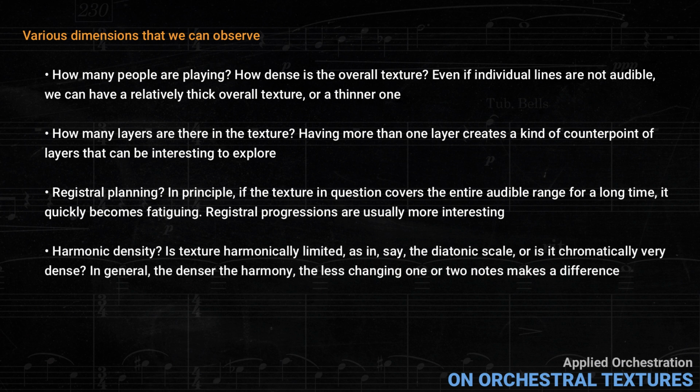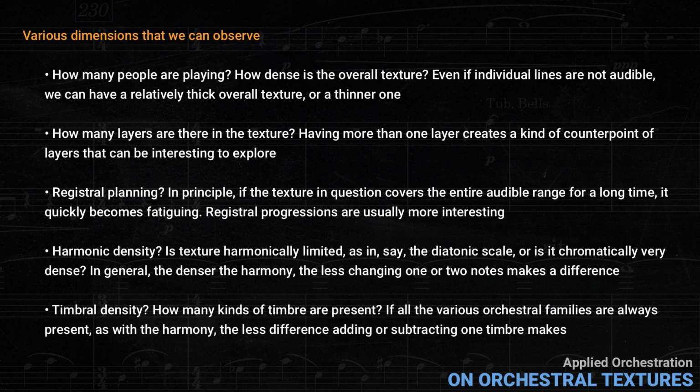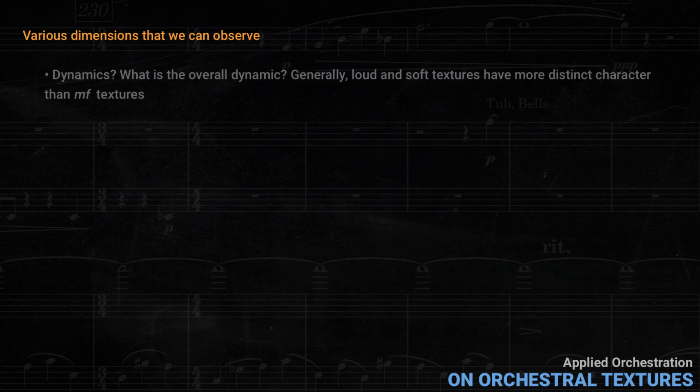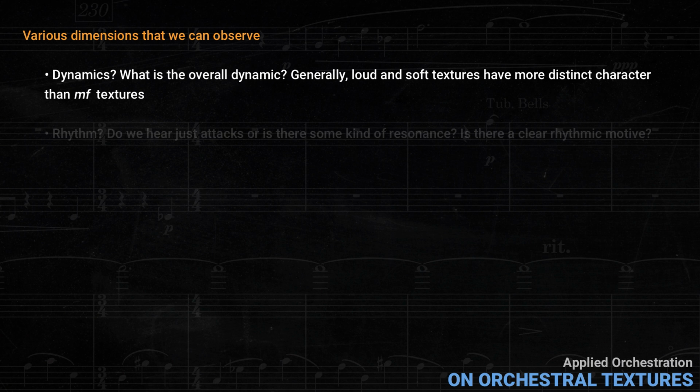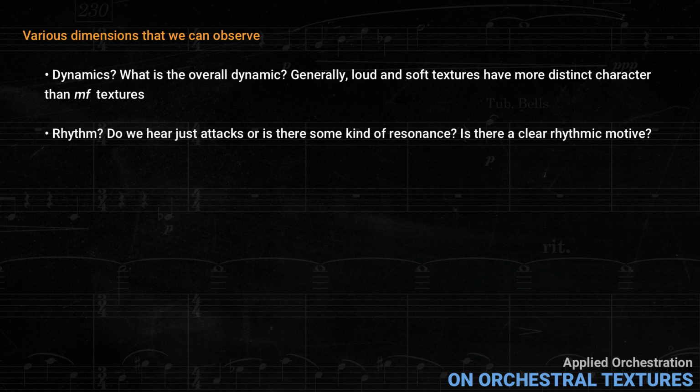4. How about harmonic density? Is the texture harmonically limited, as in, say, the diatonic scale, or is it chromatically very dense? In general, the denser the harmony, the less changing one or two notes makes a difference. 5. Timbral density. How many kinds of timbre are present? If all the various orchestral families are present, as with the harmony, the less difference adding or subtracting one timbre makes. 6. Dynamics. What's the overall dynamic? Generally, loud and soft textures have more distinct character than mezzo forte textures. 7. Rhythm. Do we just hear attacks, or is there some kind of resonance? Is there a clear rhythmic motive?